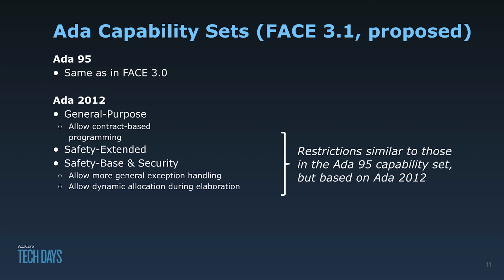For Ada 2012, clearly we want to add contract-based programming, and the way that we're going to propose this is, you have all of Ada 2012 except for some of the stuff which you don't want to have, like some of the machine-dependent or implementation-dependent pragmas. So we're proposing something which looks like the Ada 95 capability sets, but with restrictions comparable to those of Ada 95. Some of the predefined environment, for example, you don't have I/O, you don't have the information systems annex, and so on. So the safety extended and general purpose for Ada 2012 will be based on Ada 2012 with comparable restrictions to Ada 95.